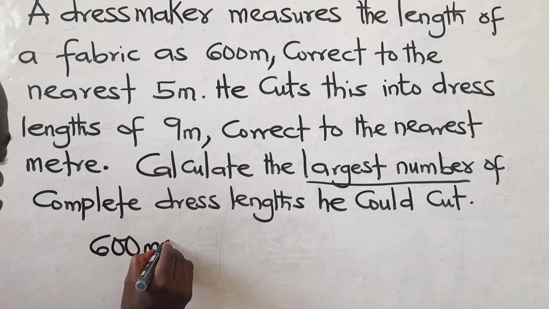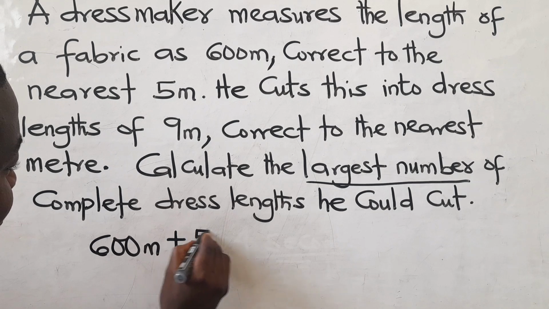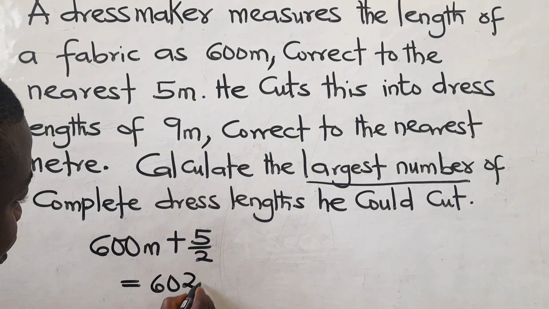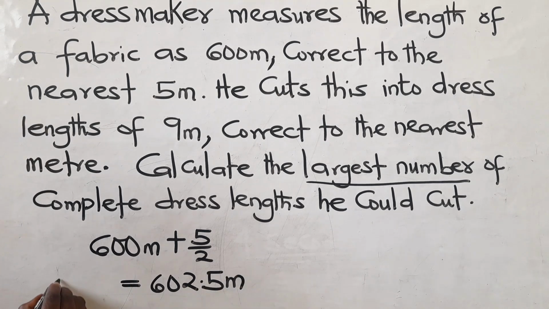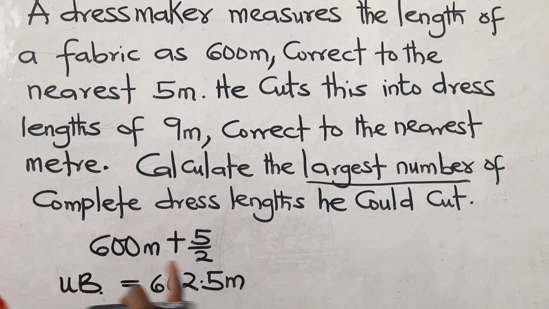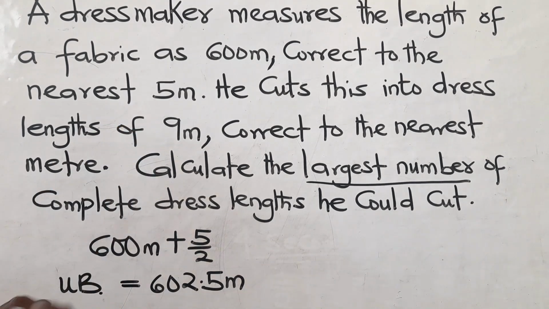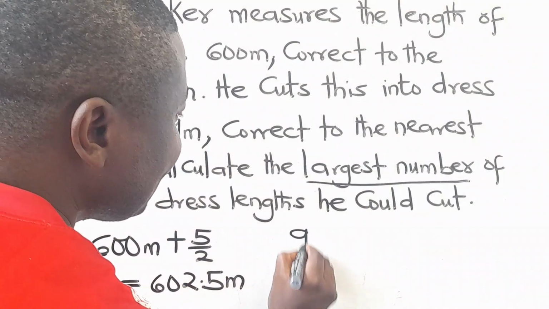The upper bound will be plus 5 over 2, which will give us 602.5 meters. This is the upper bound of the fabric he is cutting. Because we're looking at a quotient here, we're going to divide. So we'll take the lower bound of this. The lower bound will be 9 meters.